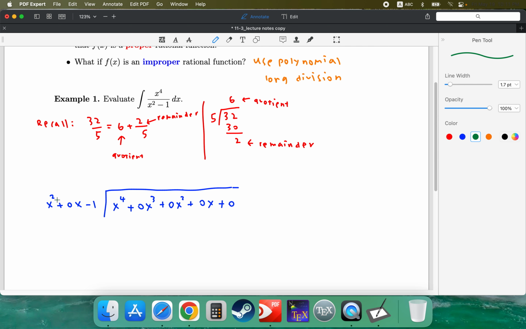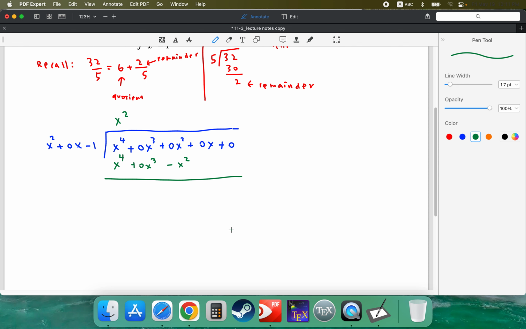When we perform polynomial long division, we take a look at the highest term, what we call the leading term. So x squared. I want to multiply by x squared in order to get x to the fourth. So x squared times x squared is x to the fourth. Then 0x times x squared is 0x cubed. And I have minus 1 times x squared, that's a minus x squared.